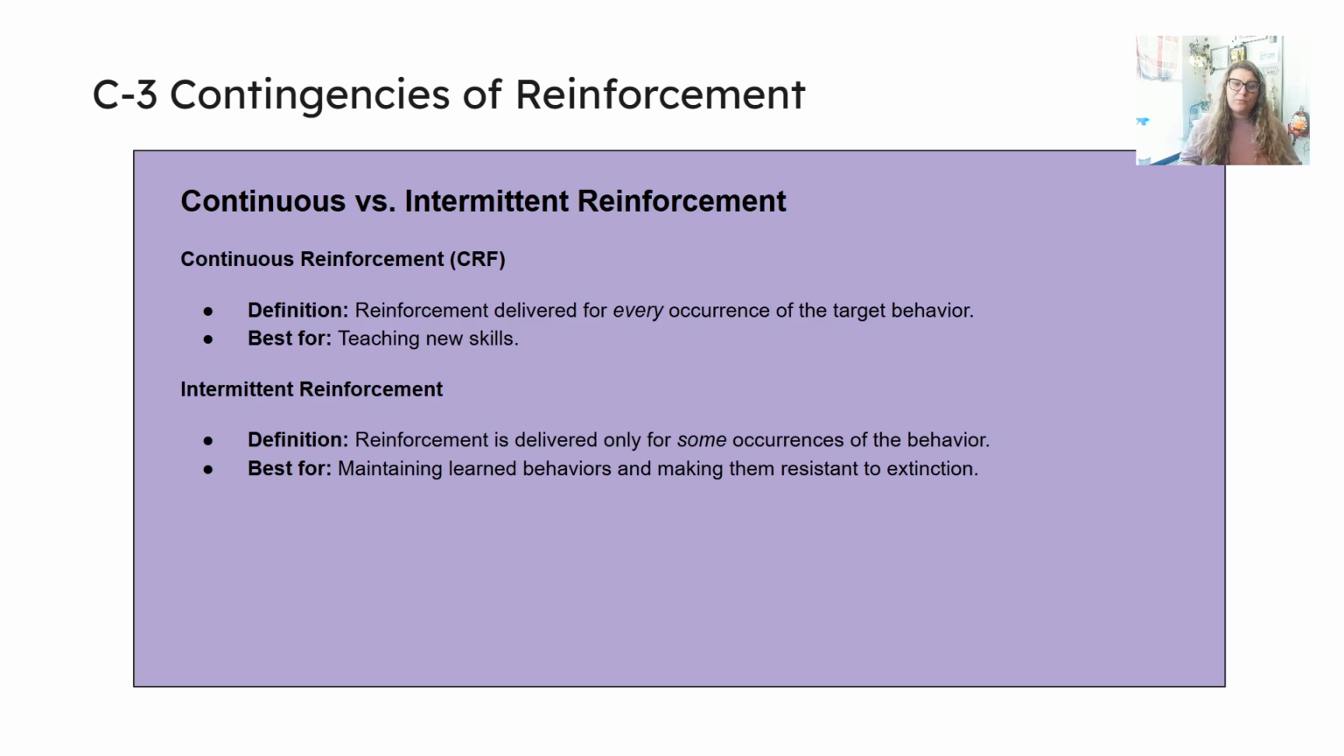Our continuous reinforcement, CRF, is reinforcement that is delivered for every occurrence of the target behavior. Every time you're teaching a new skill, if you're teaching a kid to clap, every time they clap, you're going, oh my gosh, good job, that was so good, here's a toy, here's this. You're reinforcing that continuously. And then you have your intermittent reinforcement. That's reinforcement that is delivered only sometimes, so only some occurrences of the behavior.